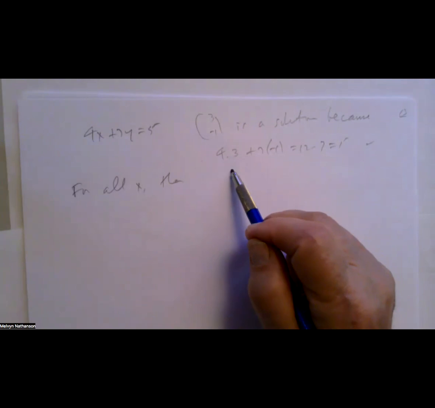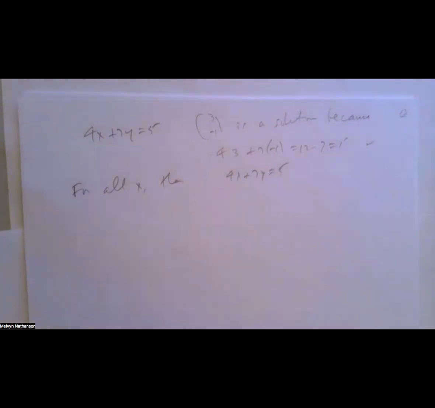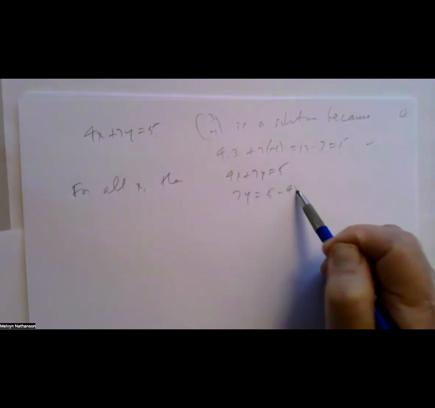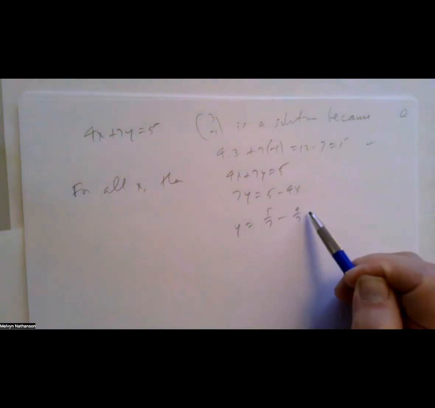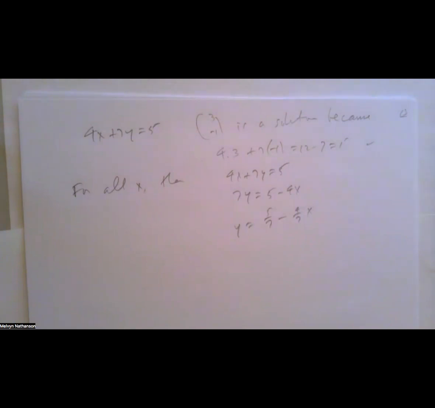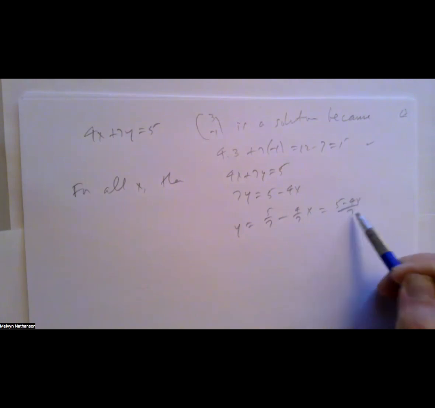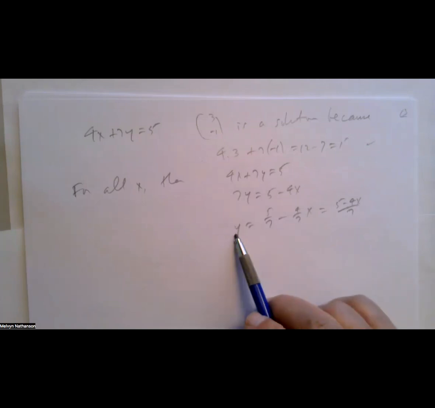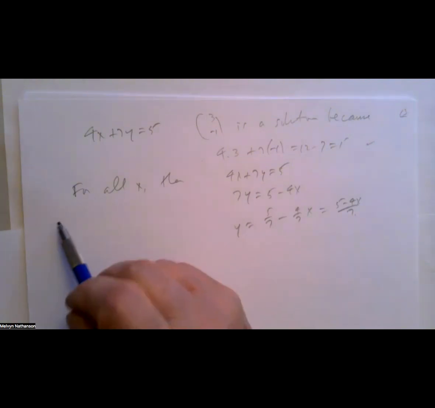Let me do it step by step. 4x plus 7y equals 5. So 7y is 5 minus 4x. So y is 5 over 7 minus 4 over 7 x, or (5 minus 4x) over 7. So if you give me any number x, and I define y by this equation, I get another solution. And every solution is of this form.